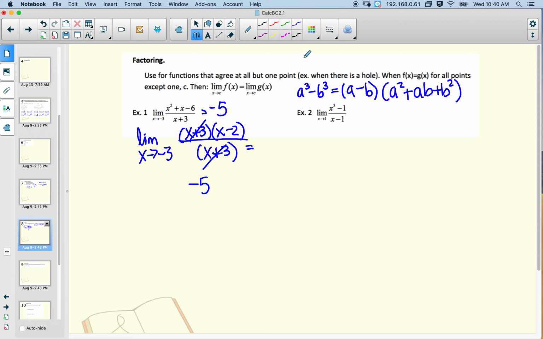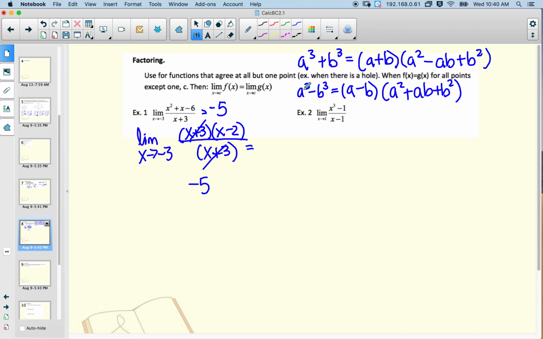The sum of cubes, if you want to jot that down, a cubed plus b cubed is equal to, sorry, my pen's kind of slow, a plus b times a squared, can you guess what's next? Minus ab plus b squared. So that's the sum and difference of cubes. Okay. So we're going to do the difference of cubes.